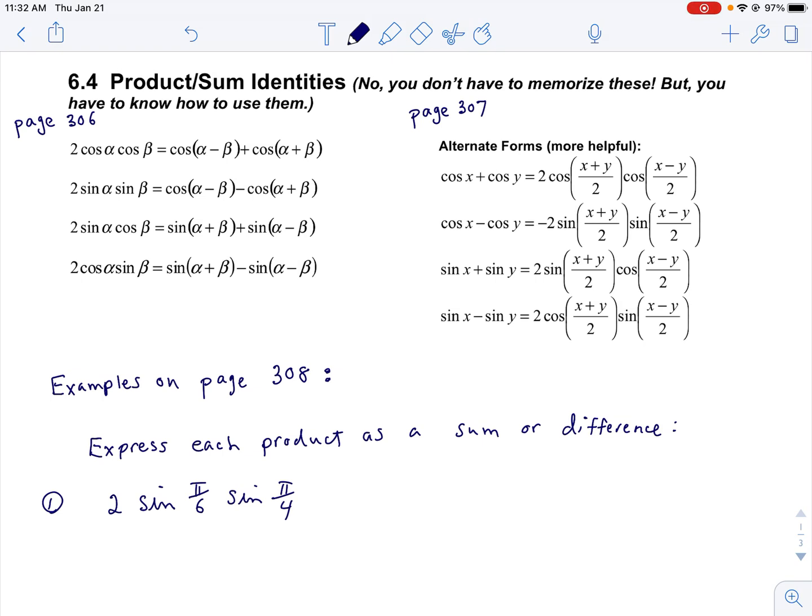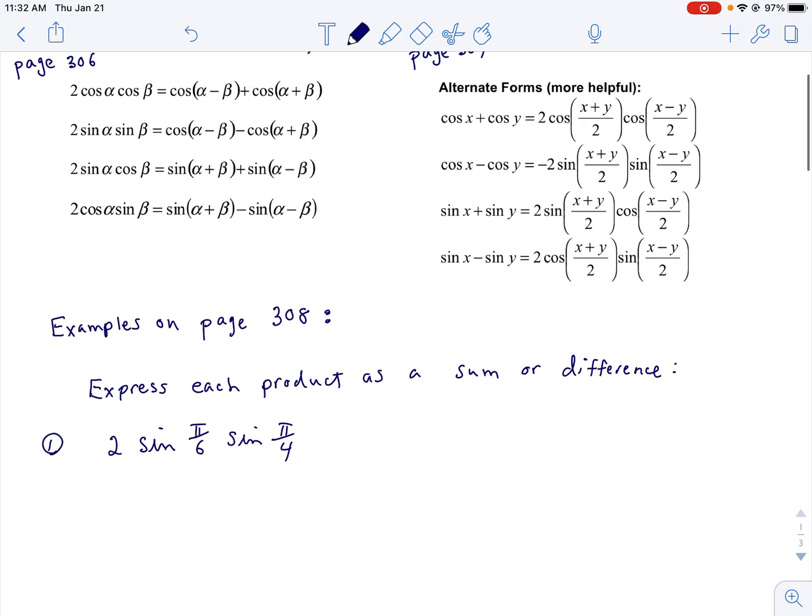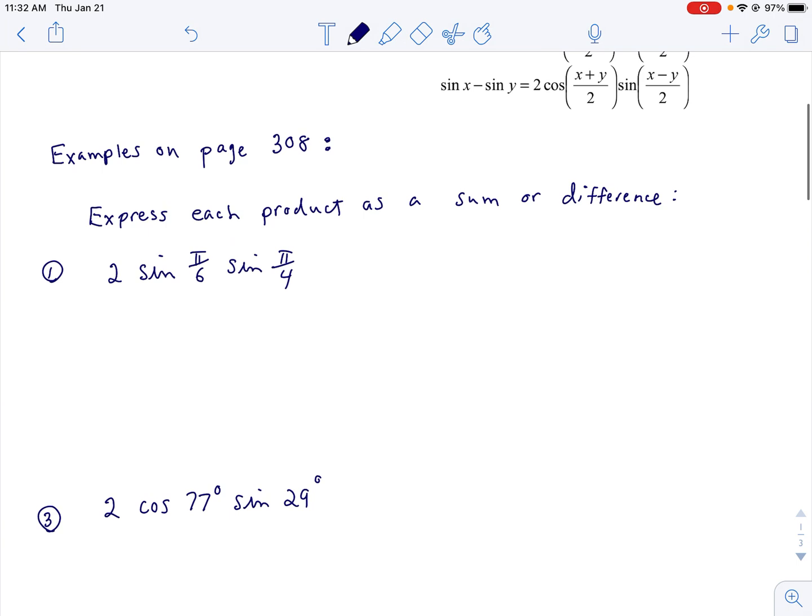Of course, I'm going to go quickly because I know you can pause the video and rewind. The first problem is on page 308, number 1. You can find the problems on the next page under class exercises. I'm just picking out a handful of problems to do today. Number 1 says express each product as a sum or a difference.